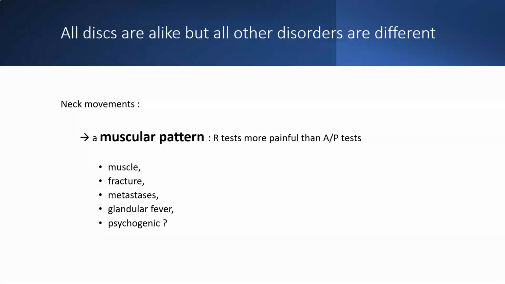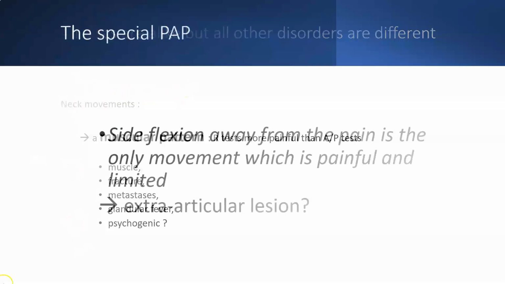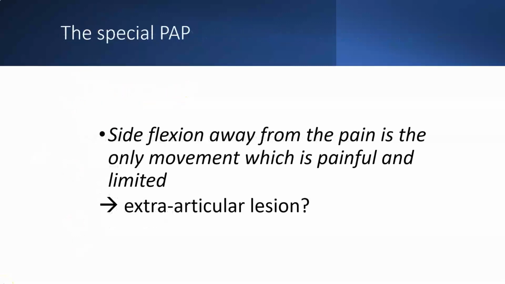Psychogenic patients also love resisted tests. They mostly react very positive on all resisted tests, and this is of course also suspicious. There is a special partial articular pattern we also described in the lumbar spine. Side flexion away from the pain is the only movement which is painful and limited. You also don't expect that with an internal derangement; that points in the direction of some extra-articular lesion.